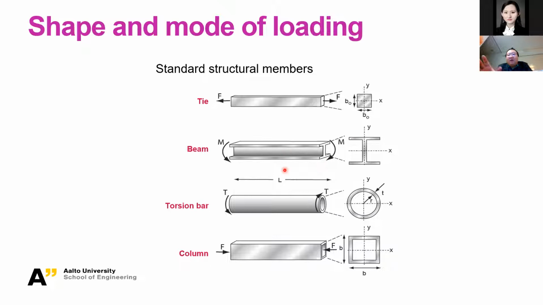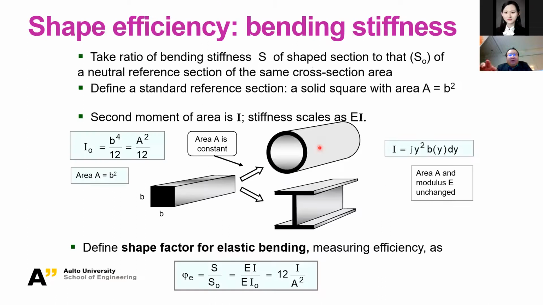You can see the I-beam, which is known for resisting bending, so it is very good for bending stiffness. And of course, these tubes are good for torsion and compression as well. Actually, the compression for the I-beam is also not too bad.